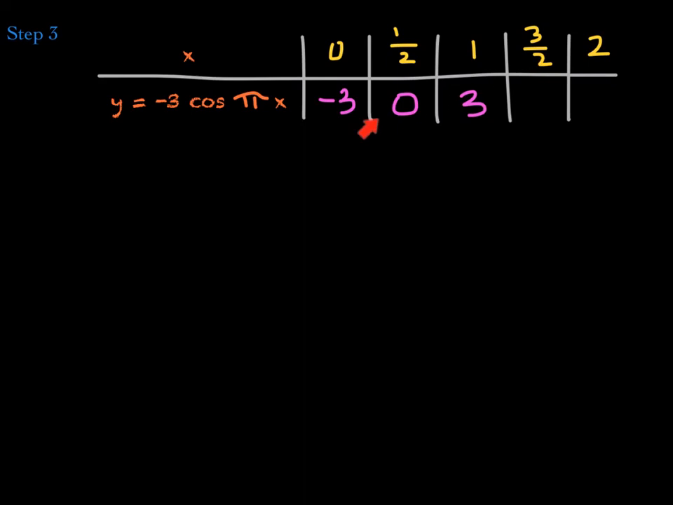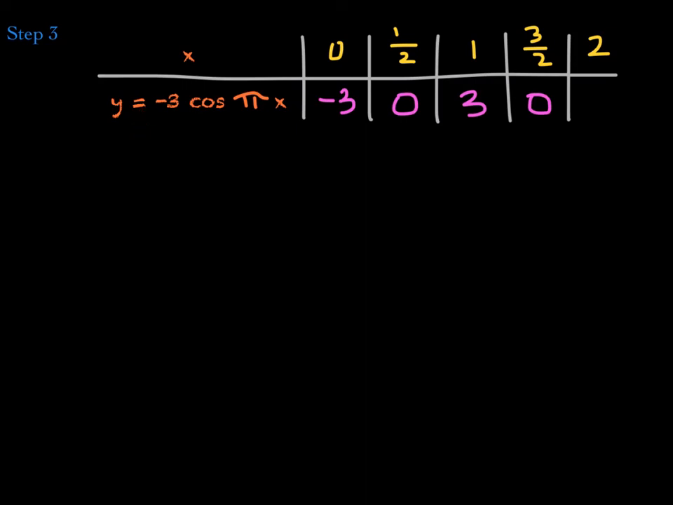3/2. 3/2 times pi is just 3 pi over 2, and cosine of 3 pi over 2 is 0. Negative 3 times 0 is 0. And I expect to end this thing at a minimum. Notice that the cosine function usually starts at a maximum and then goes down to a minimum. It's starting now at a minimum and going up to a maximum, right? And that's because of this reflection there.